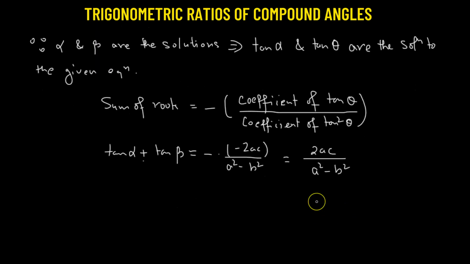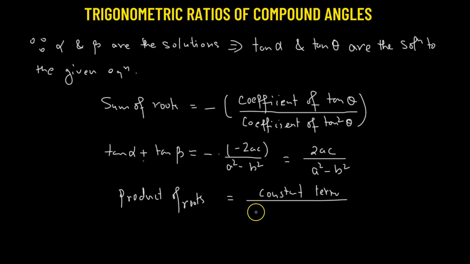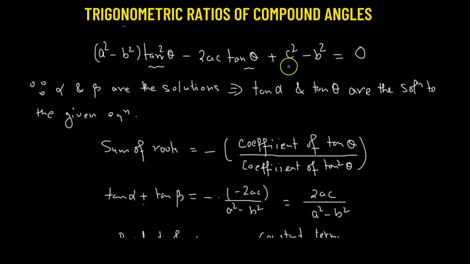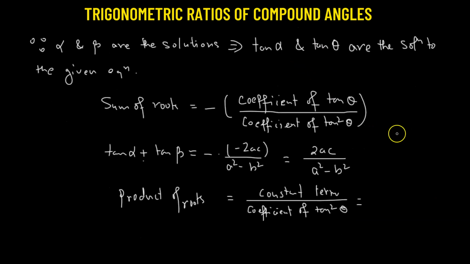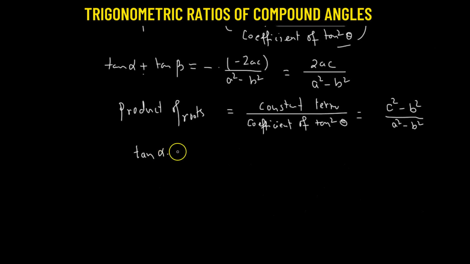So now we go to the product of roots. The product of roots is defined as the ratio of the constant term to the coefficient of tangent squared theta. So what's the constant term? The constant term is c squared minus b squared, and the coefficient of tangent squared theta is simply a squared minus b squared. Fine. So now we have the product of roots, tangent alpha times tangent beta. This comes out to be c squared minus b squared divided by a squared minus b squared.